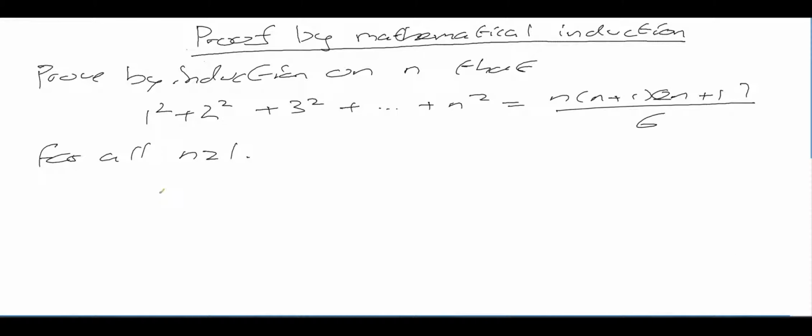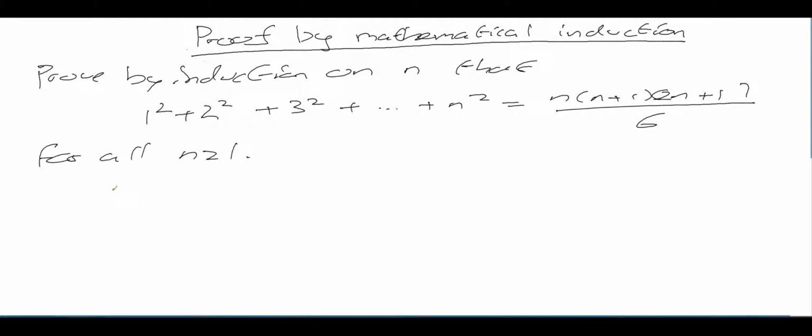What we've got to do is prove by induction on n that 1 squared plus 2 squared plus 3 squared plus ... plus n squared equals n multiplied by n plus 1 multiplied by 2n plus 1 divided by 6 for all n greater than or equal to 1. So that's for all positive integers greater than or equal to 1. So what have we got to do first?